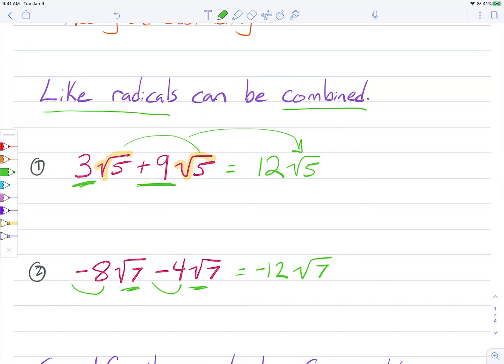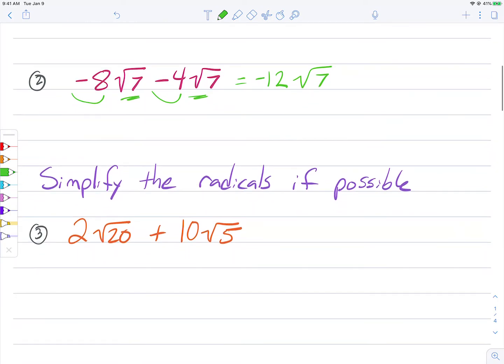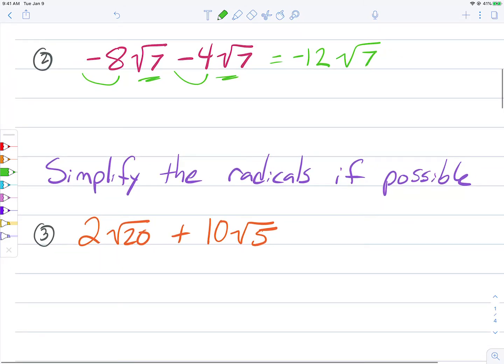Okay, so if you have like roots, you can just do your combining, adding or subtracting, and leave the root the same. Now, if your roots aren't the same, you have to see if you can simplify. If you can't simplify and they're not like roots, you can't combine them. So this one has a root 5 and a root 20. Those are not the same roots. However, I can simplify the square root of 20. So think back to our simplifying roots.